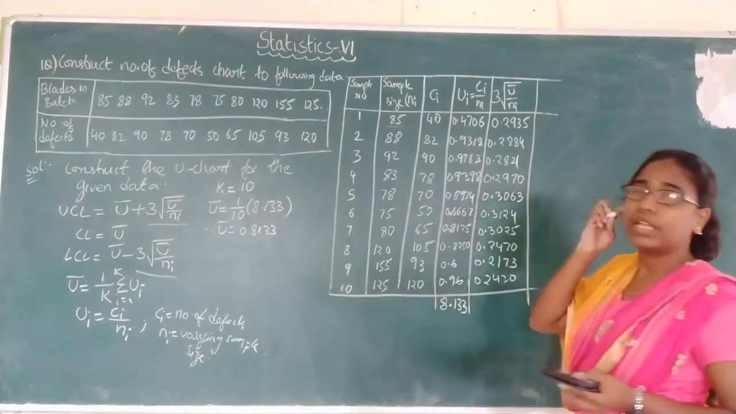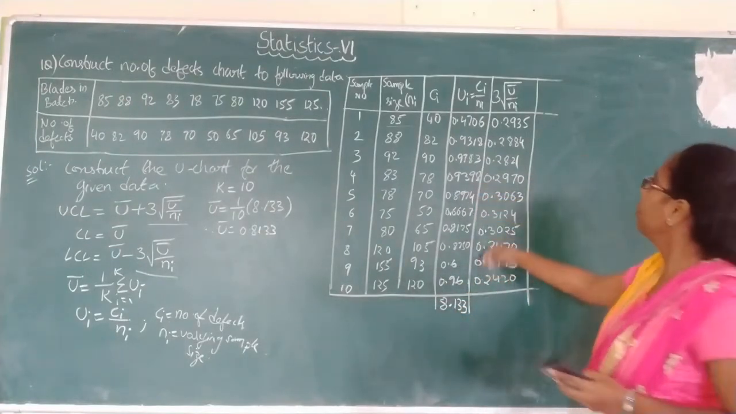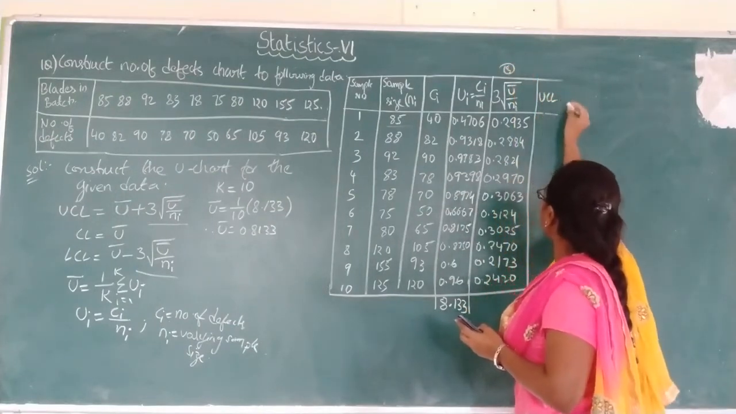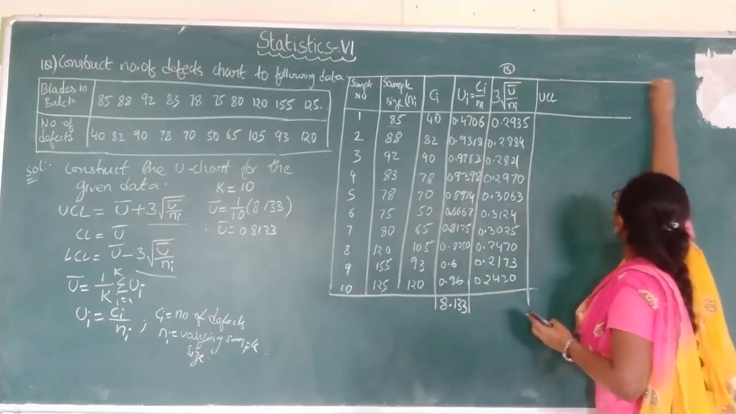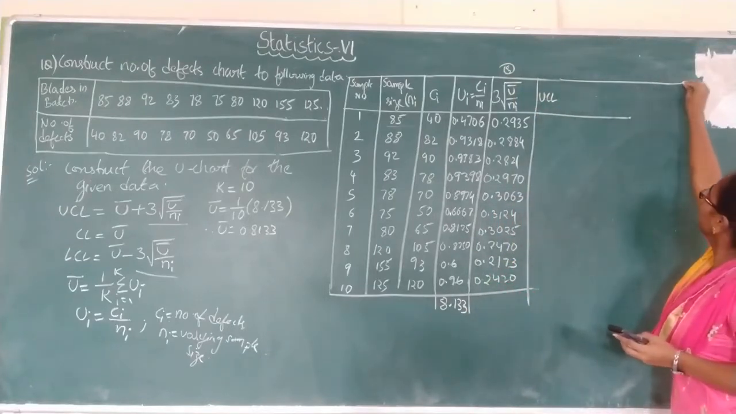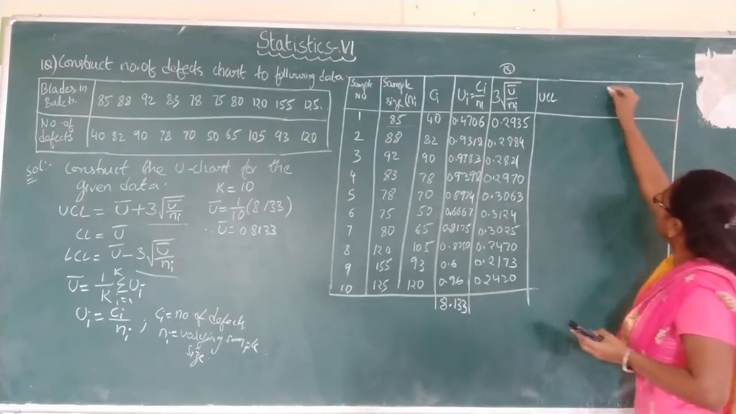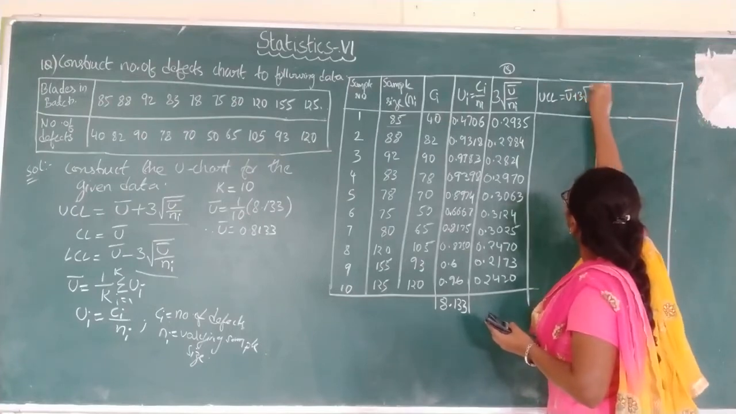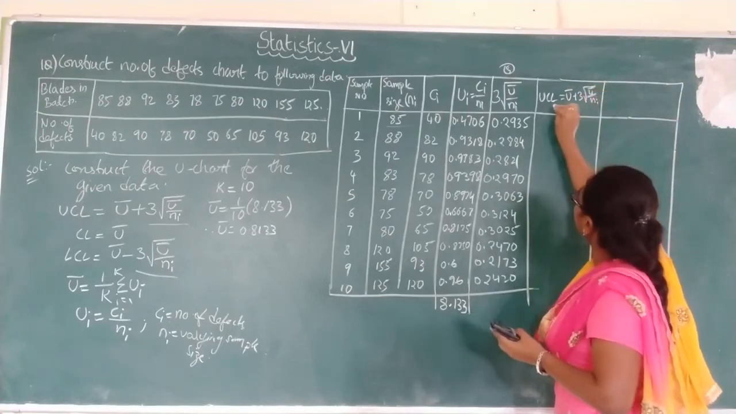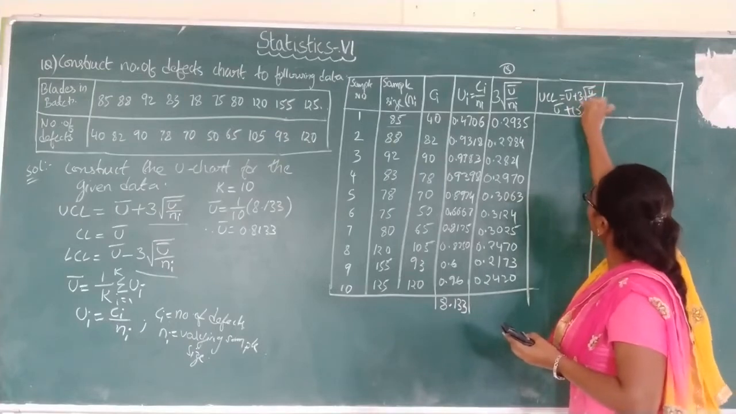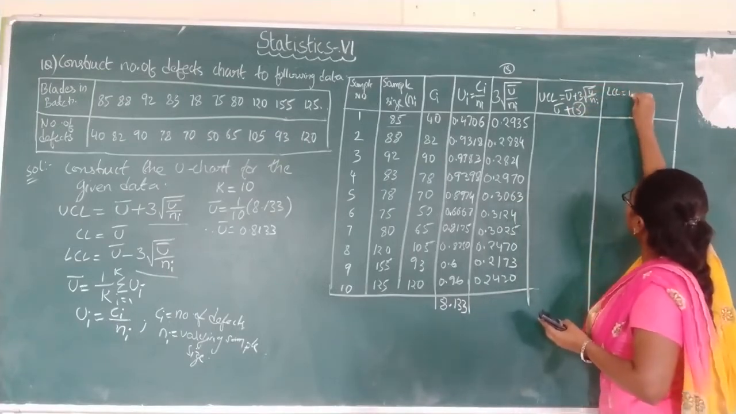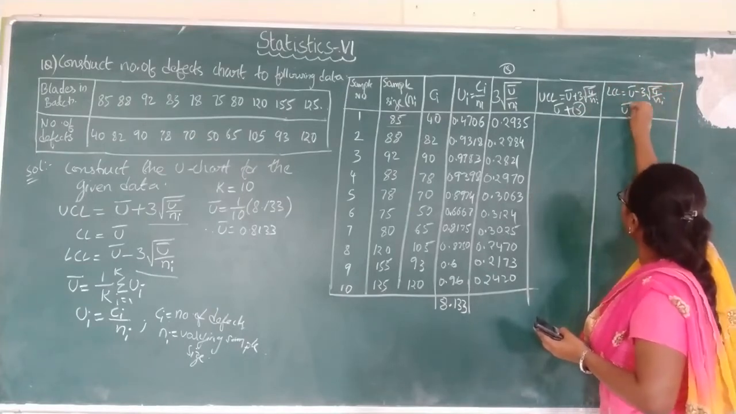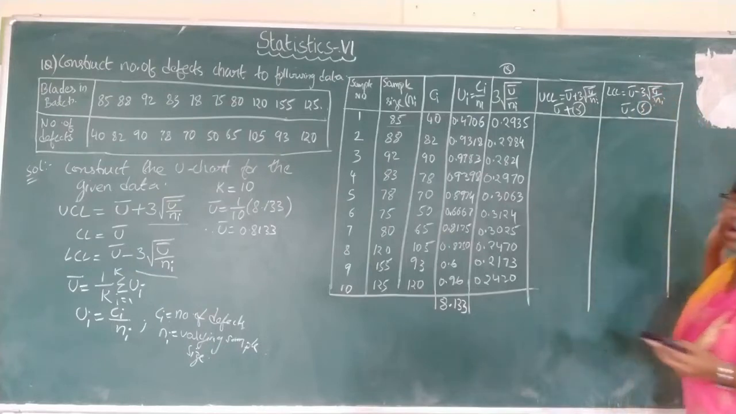So these are all the required values, 1, 2, 3, 4. This is the first column, right? So next column, calculate the UCL value. What is the UCL value? It is U bar plus 3 into under root U bar by Ni. That is U bar value plus fifth column, and LCL value is U bar minus 3 into under root U bar by Ni. That is U bar minus your fifth column values.